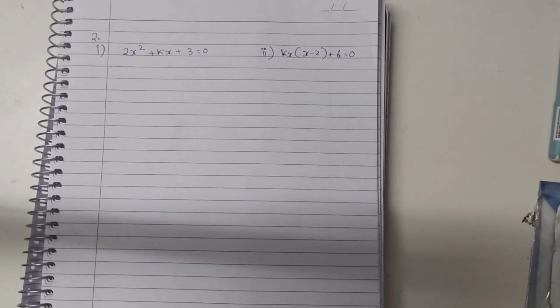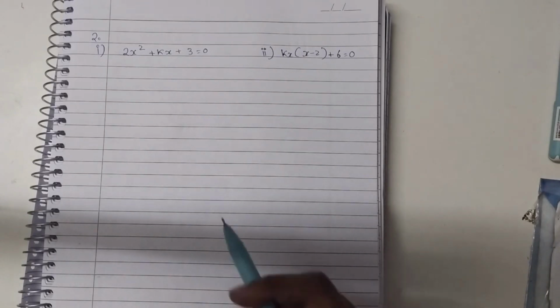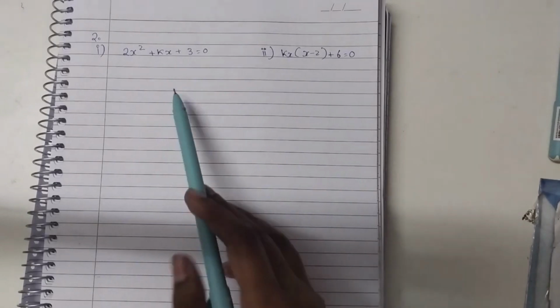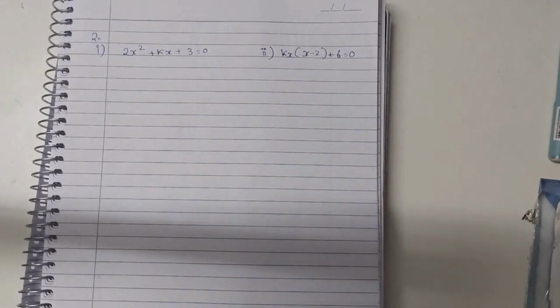In the second question, they're asking us to find the values of k for each of the following quadratic equations so that they have two equal roots. And if a quadratic equation has equal roots, that means its discriminant will be equal to 0. So basically b squared minus 4ac for both the quadratic equations will be equal to 0.